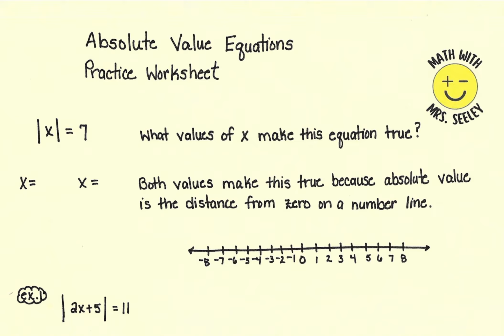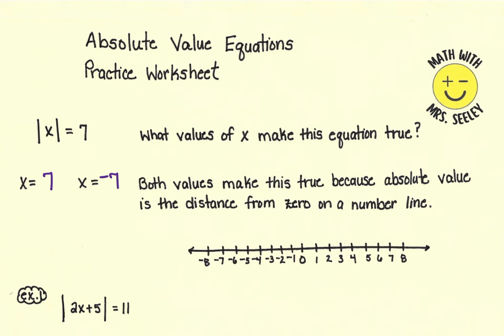Look at this first problem. What values of x make this statement true? Well, x could be 7, and that would be true. But x could also be -7, and this statement would be true.